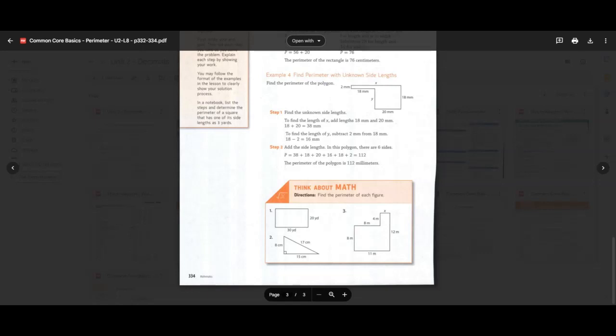All right, so let me know when you finish these. Should not be taking you this long. We're just finding the perimeter.